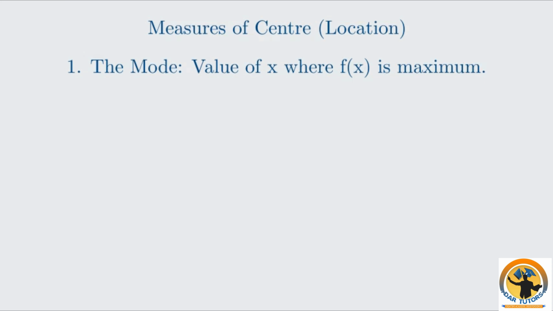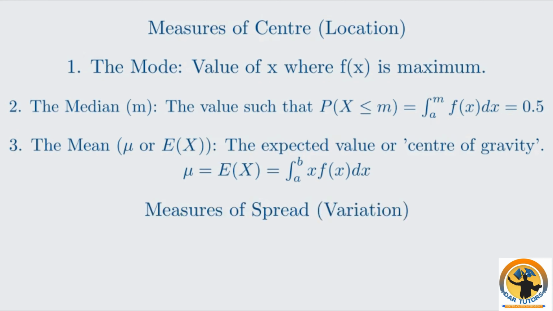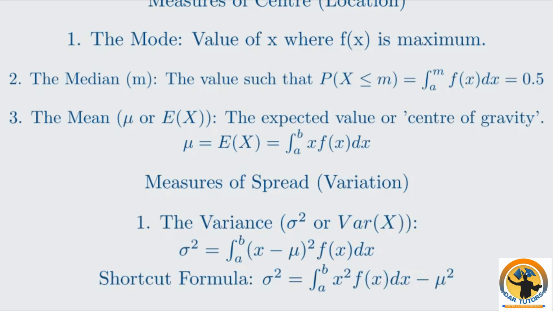For measuring spread, we have two key statistics, the variance and the standard deviation. The variance, sigma squared, measures the average squared distance of outcomes from the mean. Its formula is the integral of the squared difference between x and the mean, times f of x. A more practical formula for calculation is the integral of x squared times f of x, minus the mean squared. This is often called the shortcut formula and is derived using integration by parts.